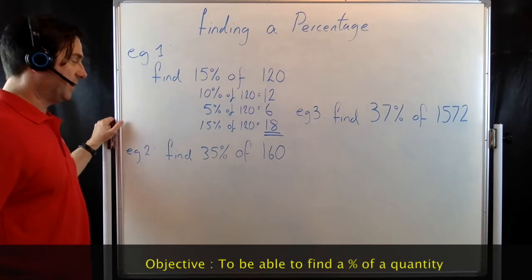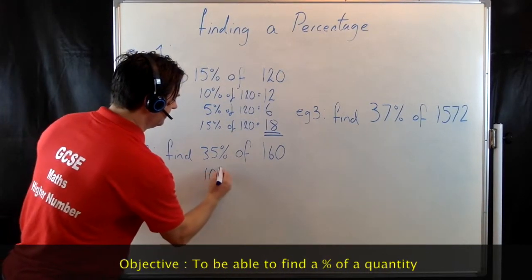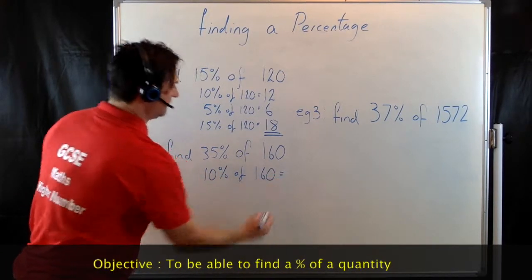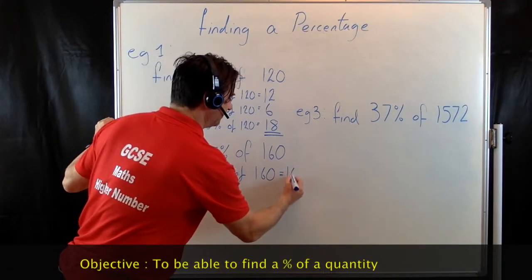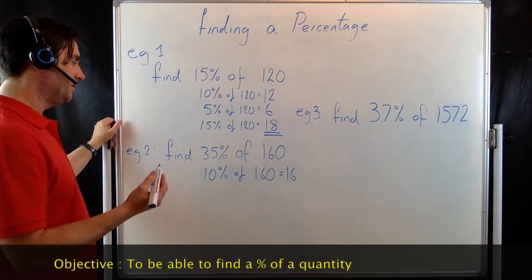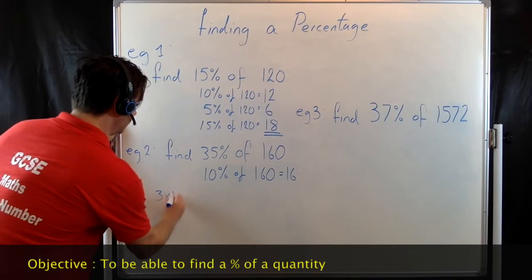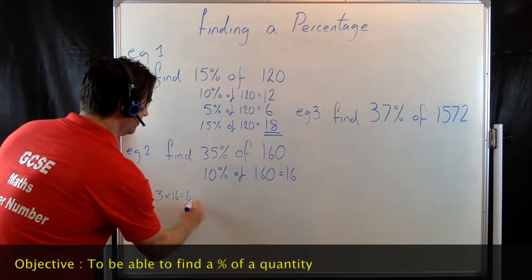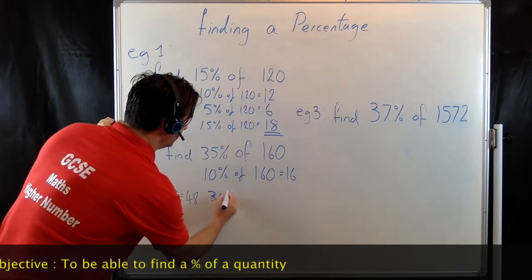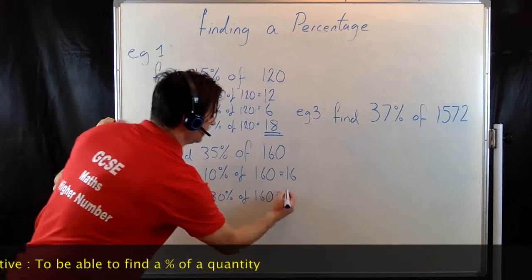The second one's very similar. We're going to split it up again. I'm going to start off, I'm going to find 10% of 160. So 10% of 160 is 16. Now I'm going to need to find 30%. Well, 30% is 3 lots of 10%. So I'm going to do 3 times 16, which gives me 48. So now I can write down 30% of 160 is going to give me 48.